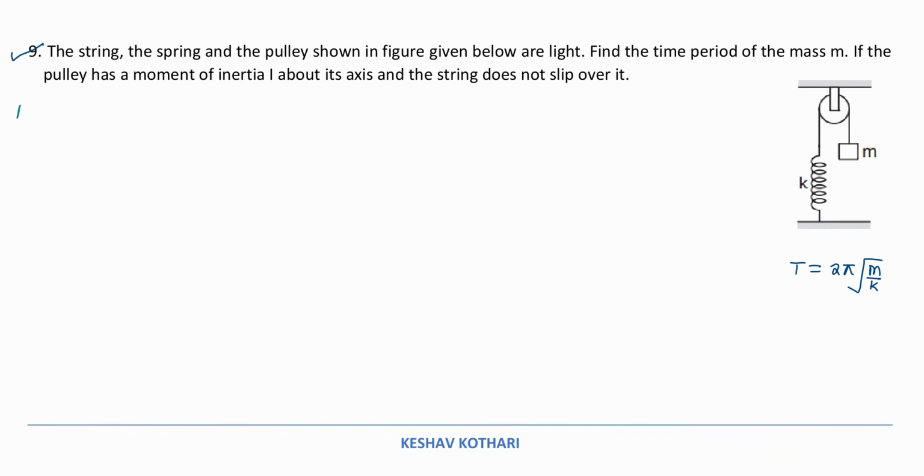So let us begin with the next problem. The spring and the pulley shown in the figure given below are light. Find the time period of the mass m if the pulley has a moment of inertia I about its axis and the string does not slip over it.